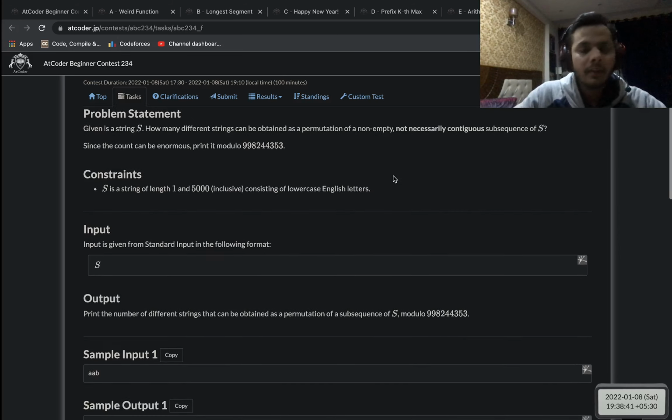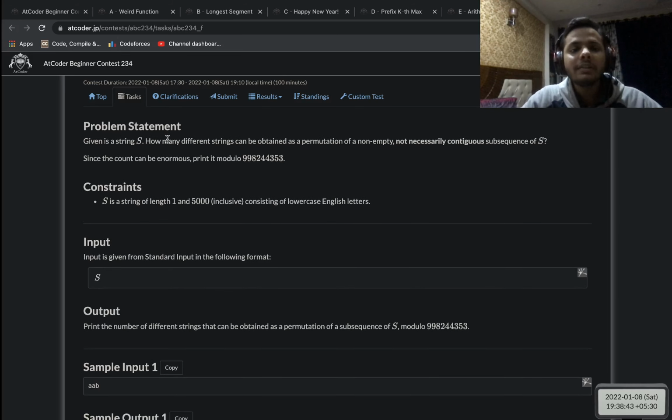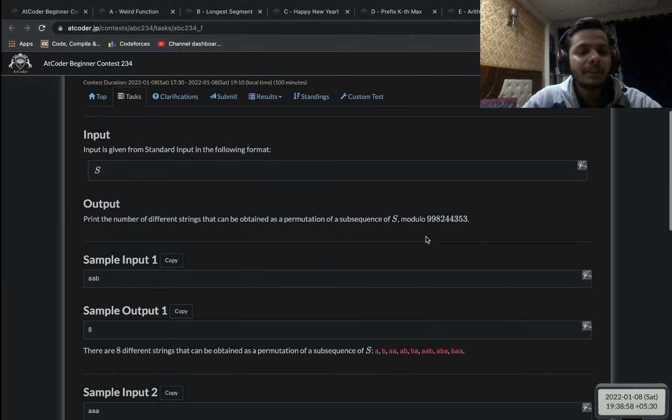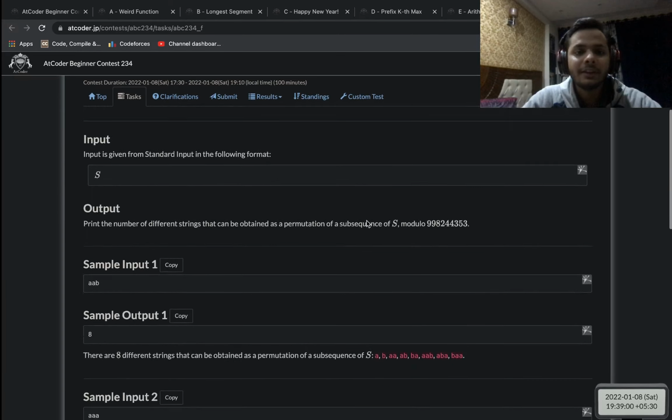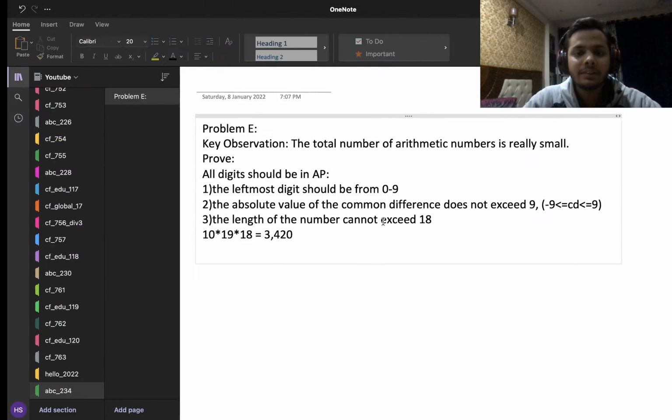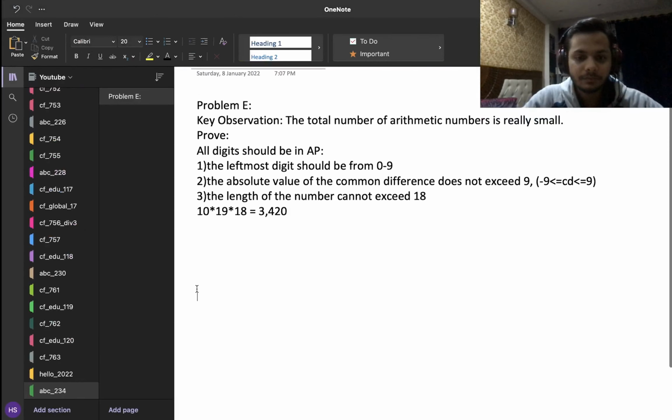Okay. So given a string S, how many different strings can be obtained as a permutation of a non-empty, not necessarily contiguous subsequence of S? So we have to output our answer modulo this number. So yeah, this is the problem statement, just a simple one-line problem statement, but actually it's not that easy. So the problem statement is clear enough. Let's try to solve it by making some observations.